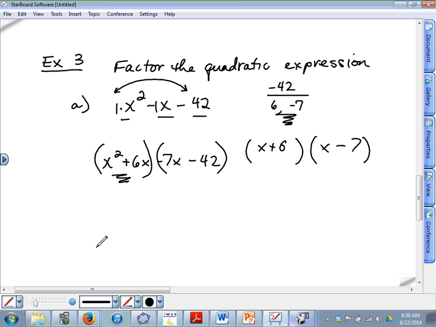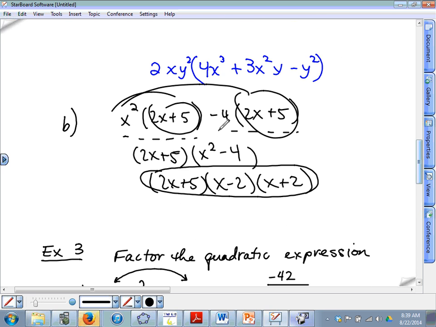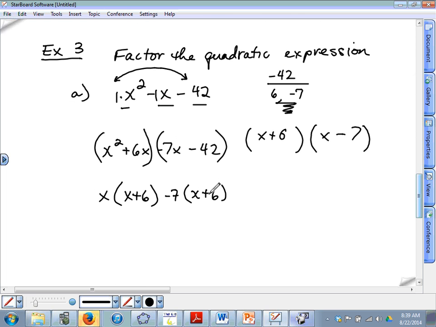What comes out of this first group as a common factor? X. That leaves you with x plus 6. What comes out of the second grouping here as a common factor? Negative 7. And that would leave you with x plus 6. Doesn't this problem look slightly familiar? We did a problem like that up here, right? This one had a binomial as a common factor. This one has a binomial as a common factor. So you factor out the x plus 6. That leaves you x minus 7. So maybe for this kind of a problem, that's a long way. But you are not going to be able to get around not knowing this method in the future in this course. You have to be able to factor by grouping.